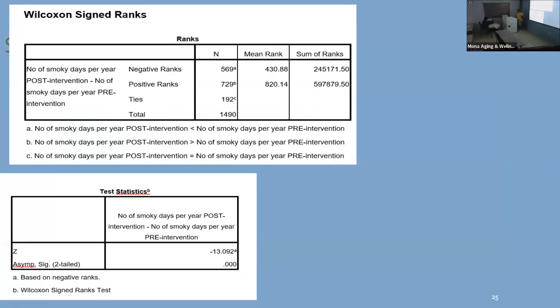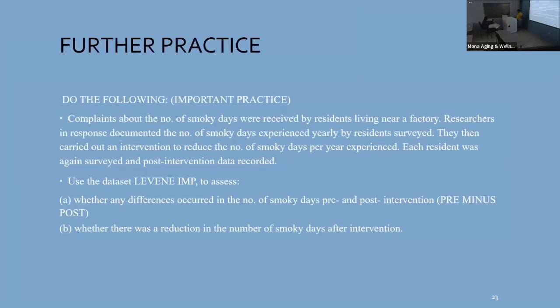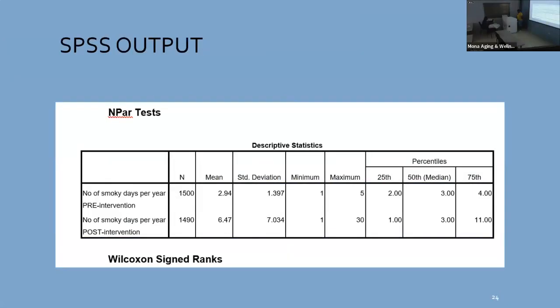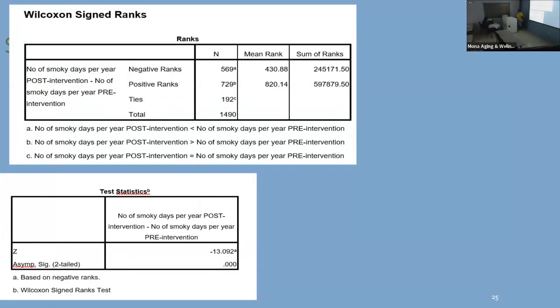So what are we expecting? It says whether any differences occurred in the number of smoky days post and pre-intervention. That's the first thing we're trying to answer. And the answer is? There was a difference. So the answer is yes, based on the p-value being less than 0.001. Good. Last week when we did this test, the sign test showed what?